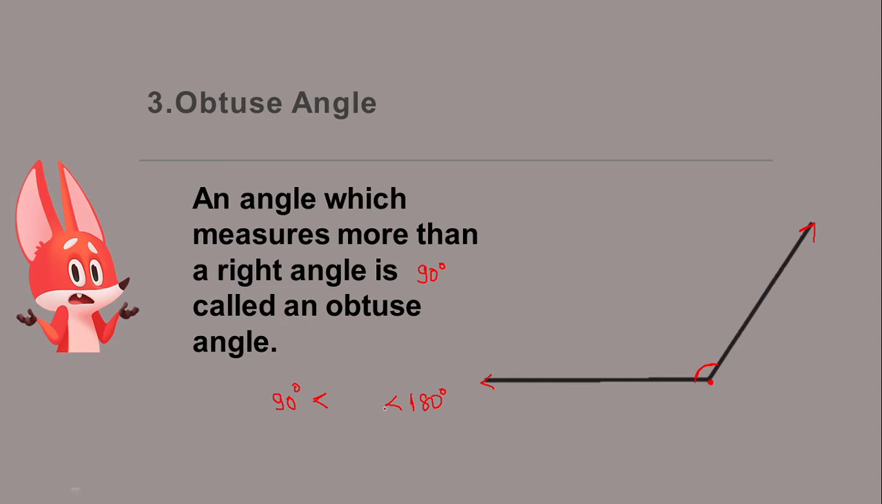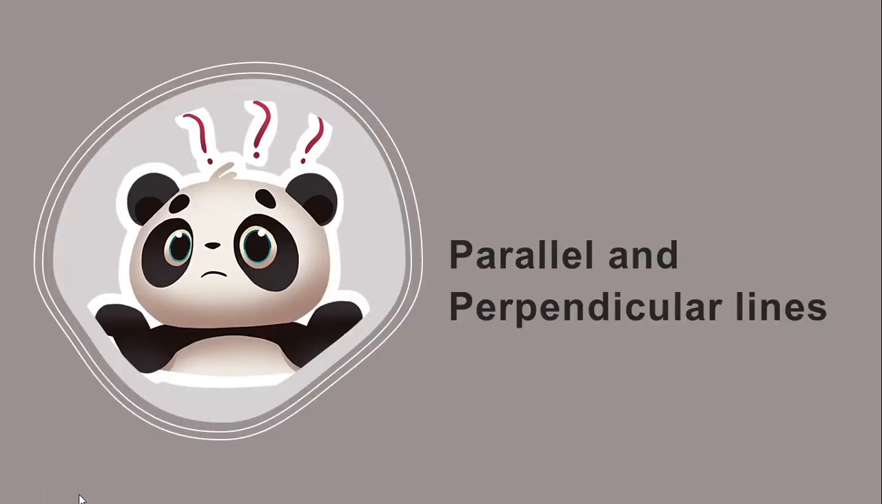So it can be 110 degrees, 140 degrees, 175 degrees. Any value of the angle which is in between 90 degrees to 180 degrees, simply call it an obtuse angle.